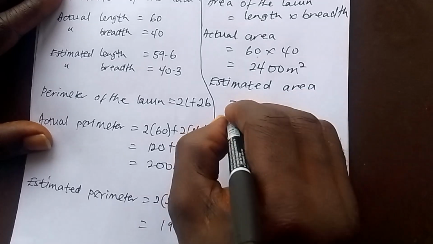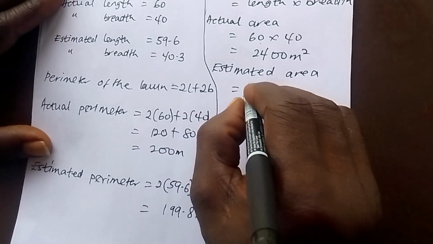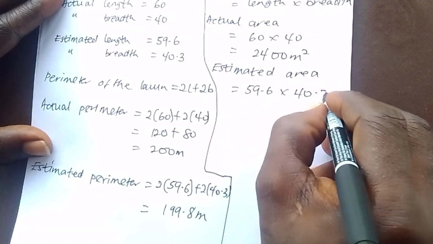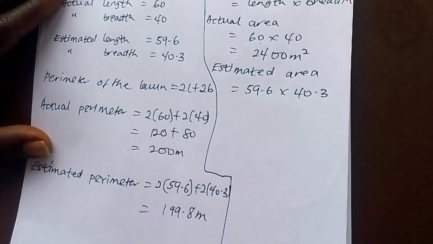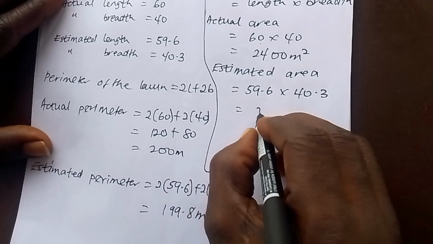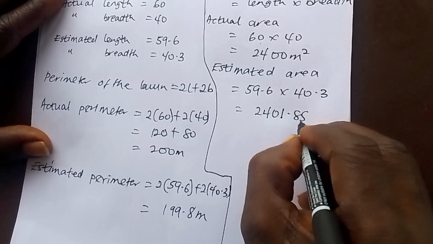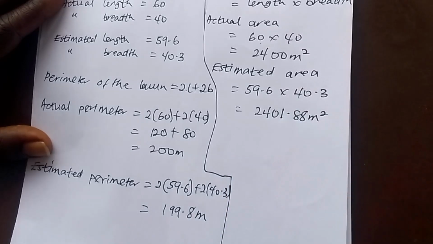which is 59.6 multiplied by 40.3. So these are the estimated length and estimated breadth. When we multiply this, we are getting 2401.88 meters squared. So we have the actual area and then the estimated area. Now going straight to finding the percentage error in the area.